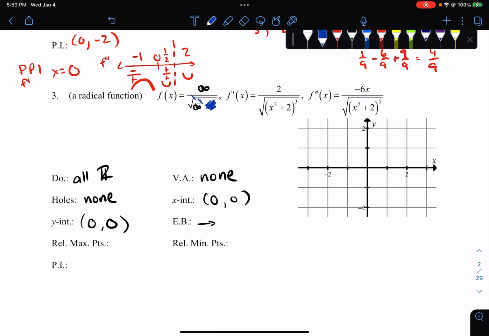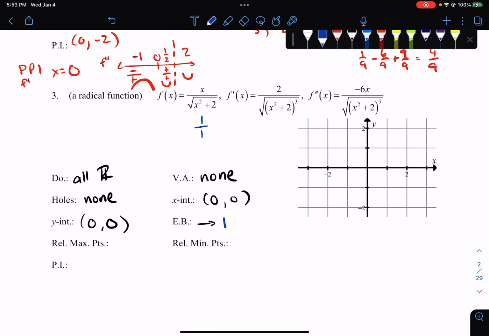So I basically end up with infinity over infinity, which means that all I have to look at is what's in front of the x squared. And in this case, I'm going to end up with just 1. I have a 1 on the top and a 1 on the bottom. So as I go to the right, I'm going to approach 1.